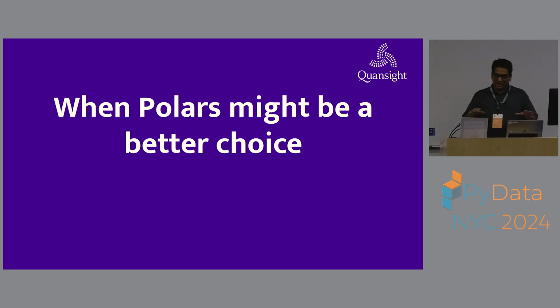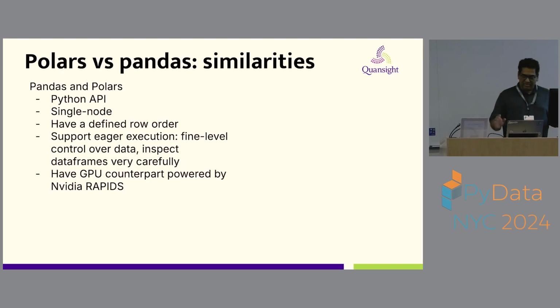Okay, going to shift a little. Pandas is great, Pandas is awesome. Now let's talk about Polars. Okay, what's the same? It's Python-based. Pandas and Polars are both Python APIs. They're primarily single node. You use Pandas or Polars on a single laptop or a single workstation. They both have a defined row order. So the order the rows are in your data frame is fixed. The row order is known. It's not random. And they both support eager execution. And you can use both of them with CUDA, for GPU-backed stuff with RAPIDS.